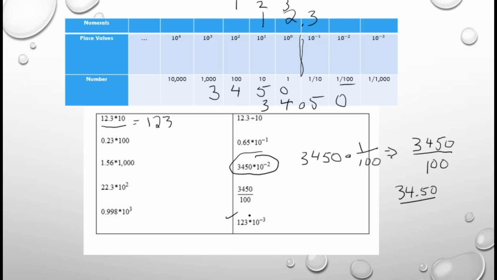So hopefully you know that multiplying by 10 to the negative 3 is the same thing as multiplying by 1/1000, which is the same as dividing by 1000. So this is what that is.